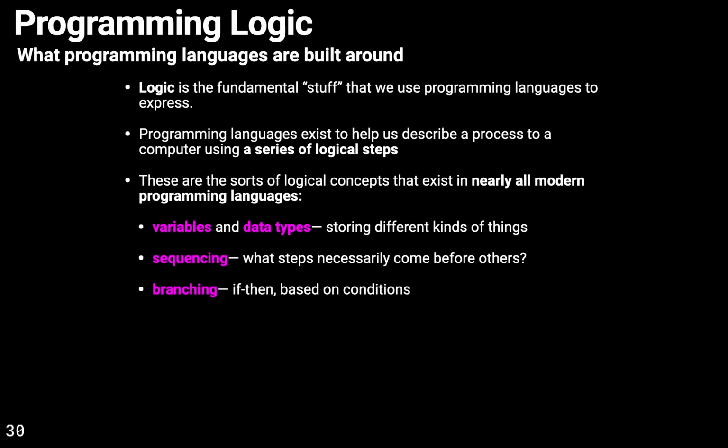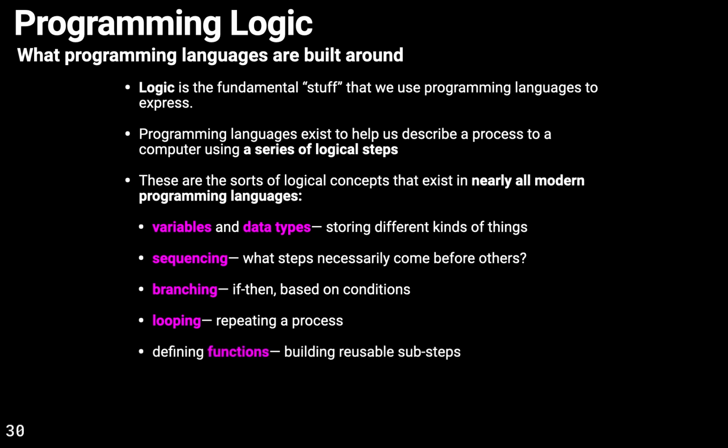Branching, so conditionals, if-then, based on the conditions of a certain thing. Looping, so repeating a process over and over, which might sound kind of simple, like, oh, whatever, but seriously, you build any complex task and it is just a mishmash of all of these exact tiny things. More complex is defining functions, right? Sometimes you don't want to write the same steps a million billion times in a row. You want to group things together into meaningful functions that you can write yourself.